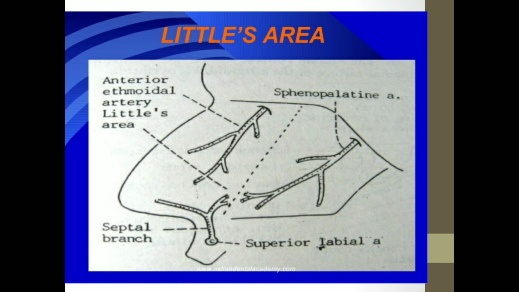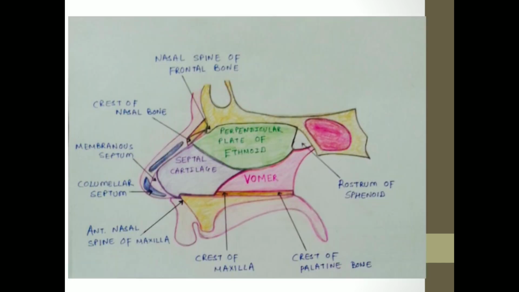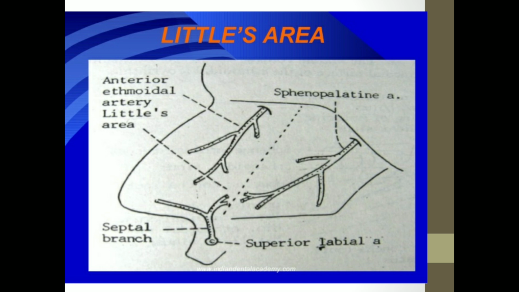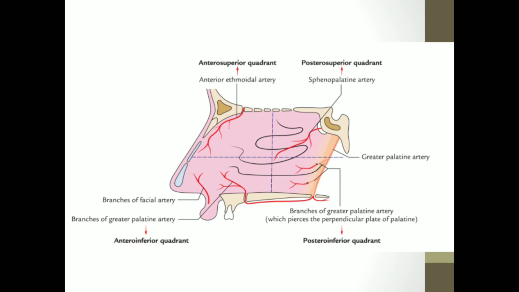So what will happen? Little's area of epistaxis is an area on the anterior inferior part of the nasal septum which is highly vascular. You can see branches from the facial artery, then from the sphenopalatine artery, and all of these anastomose. So a small ulcer affecting the area produces hemorrhage, called arterial hemorrhage. This is about the applied anatomy of the nasal septum.